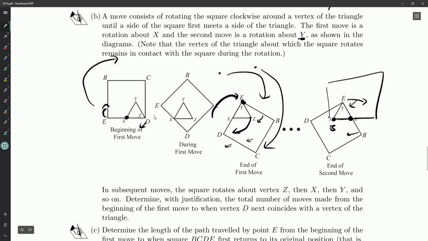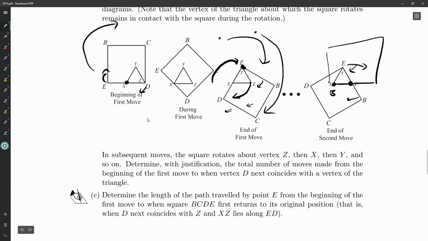Okay. So I'm understanding how this thing is going. In subsequent moves, the square rotates about the vertex Z. Well, that's what I just said. Then X, then Y, and so on. Determine with justification the total number of moves made from the beginning of the first move to when vertex D next coincides with a vertex of the triangle. Okay.